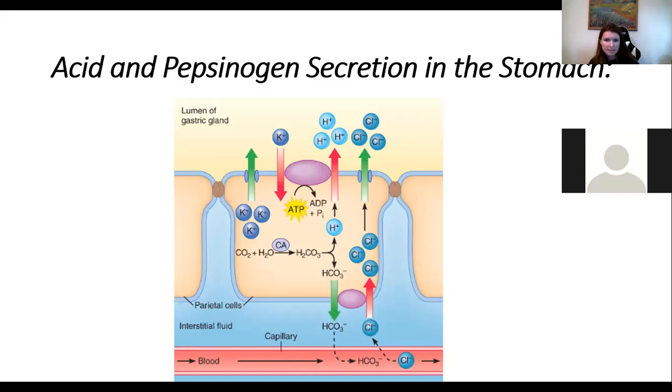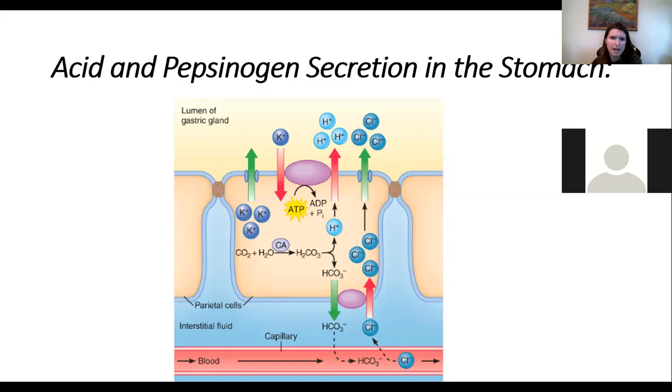Another place that we're going to see secretion regulated is in the stomach. So here what we're looking at is acid and pepsinogen secretion in the stomach. And this is the pathway that acid's being made, basically what we're looking at here.